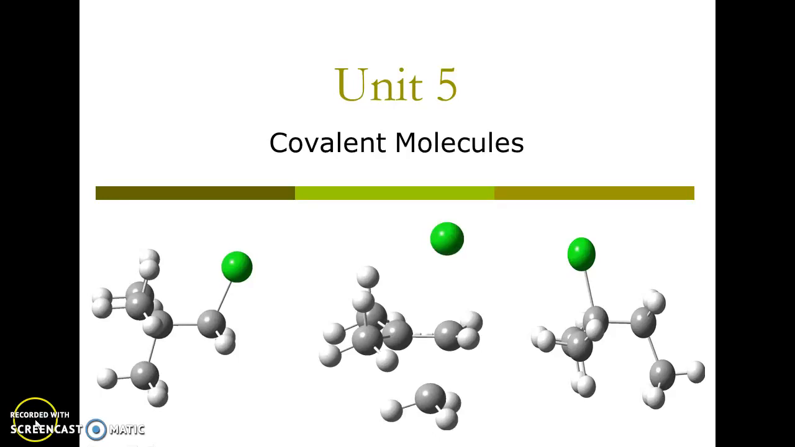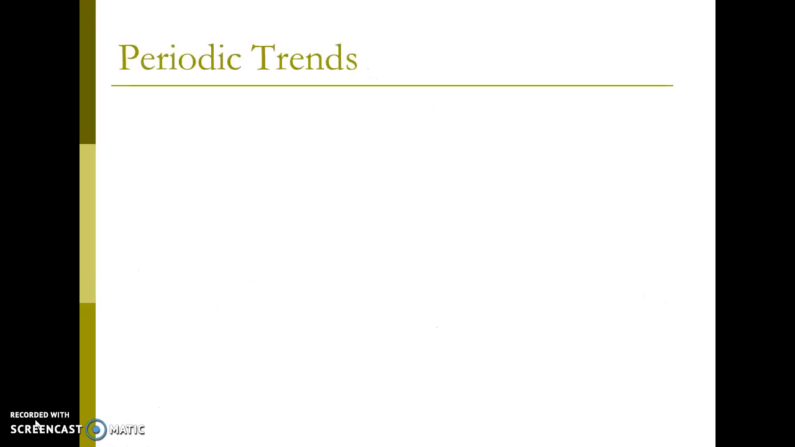Today we will start Unit 5, Covalent Molecules. In our previous videos, we just covered ionic compounds, so we're going to move forward now and talk about when two nonmetals bond together to form a covalent molecule. Before we begin, let's review electronegativity.